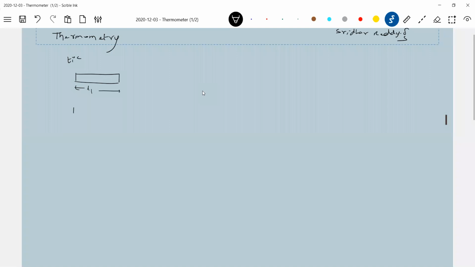I will write the temperature. Let it be a capital letter. Then at a higher temperature, this will become length L2. What is the general property? So, shall I use this idea to construct a thermometer?